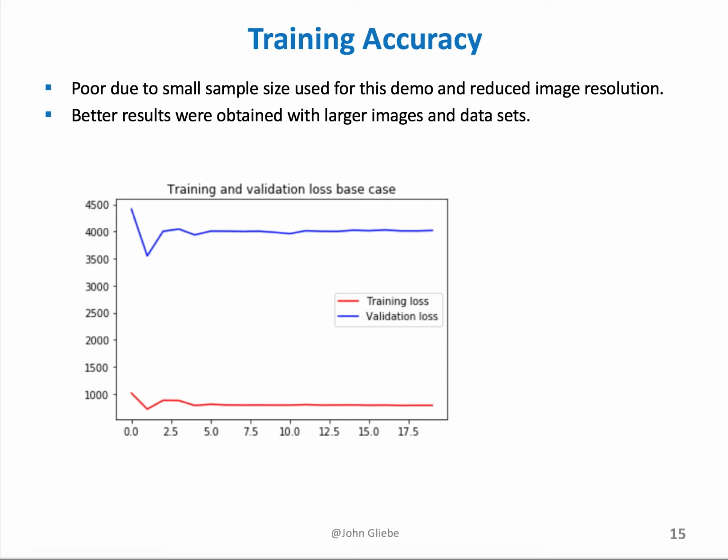Unfortunately, working with this small sample size for this demo and reduced image resolution, and wanting to be able to complete this within a reasonable time period, resulted in not very impressive training accuracy. But again, this is, I believe, largely a function of the small sample size and poor image resolution. Nevertheless, the loss function was pretty stable over multiple runs. And when I tried this with higher image resolution and more samples, I did get much better training and validation loss, sometimes in the single digits.